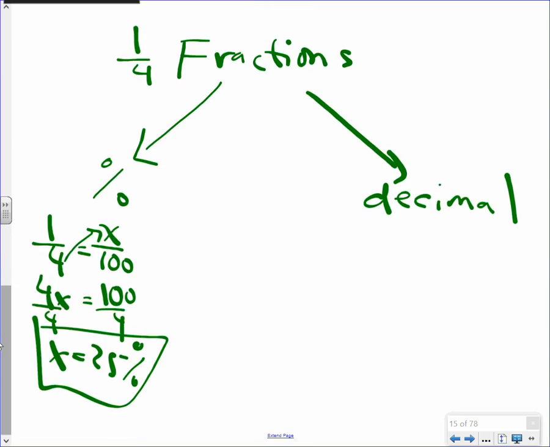Cool. Let's turn 1/4 into a decimal. How would I turn 1/4 into a decimal? You're just saying it, but how did you do that? That's my question. Right here, just put 25 on. That's one way. I like that.